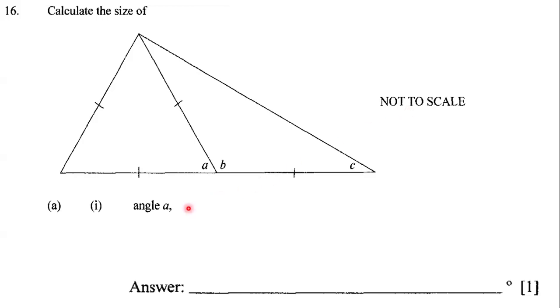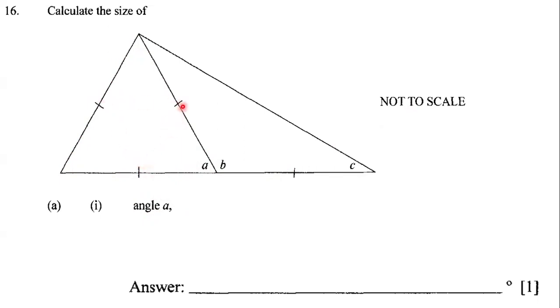Here, our goal is to determine the size of angle A. Notice here, we have angle A right here. And notice that angle A is an angle inside of this triangle. Each side of this triangle has a stroke or a line. This means that each side of the triangle is equal in measure.